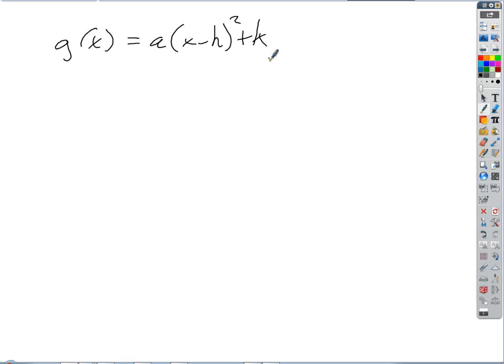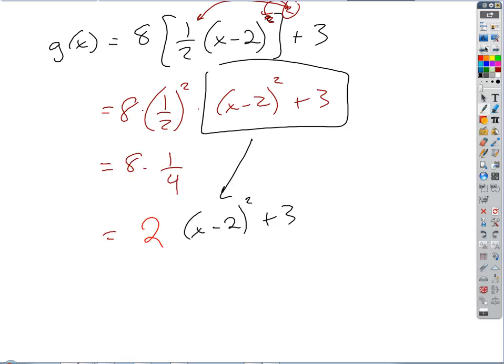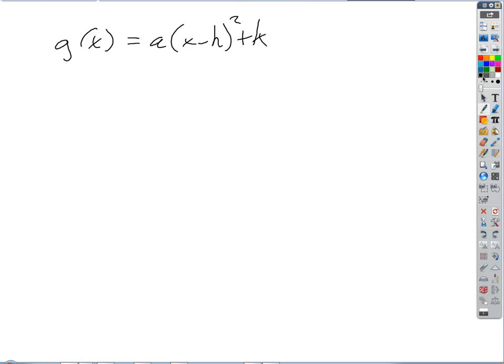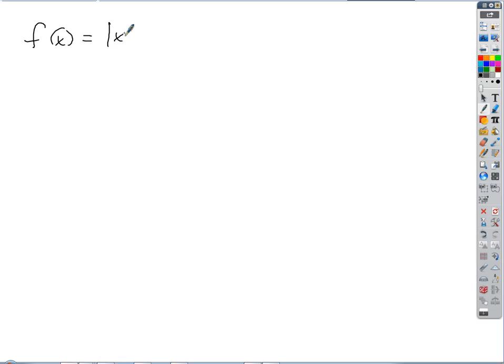Okay. Well, let's go back now. So we got off track. Let's go back to our absolute value function, right? We said that we have this parent function, f of x equals absolute value of x. Now let's think about this in terms of all 4 of those parameters, and you tell me if you think we need them all, okay?